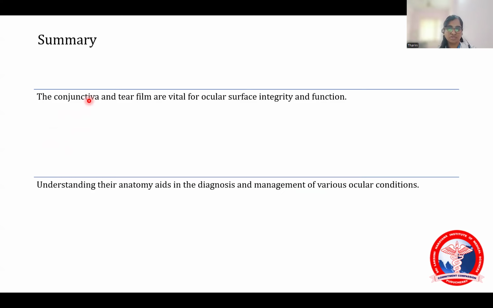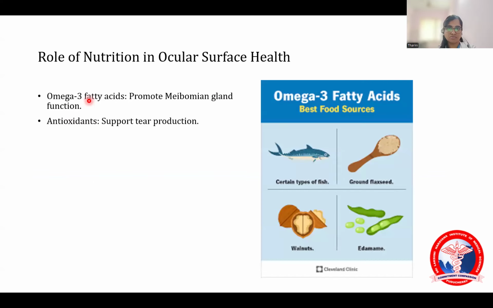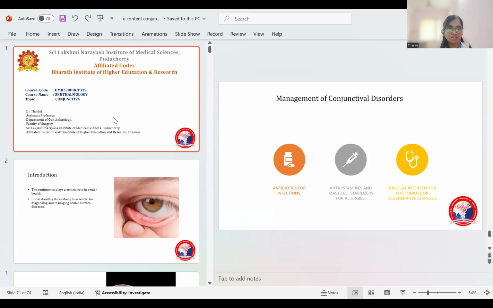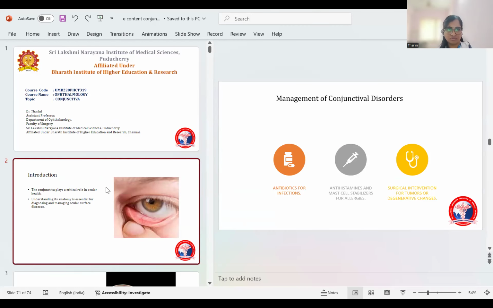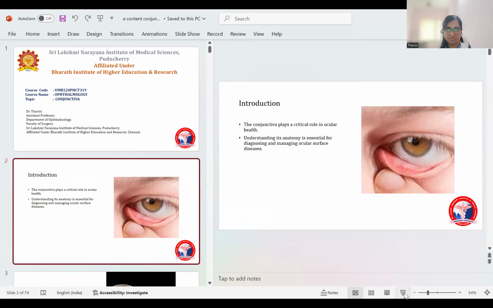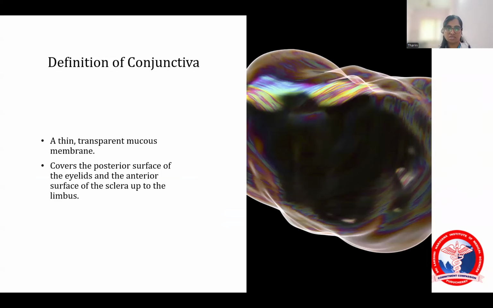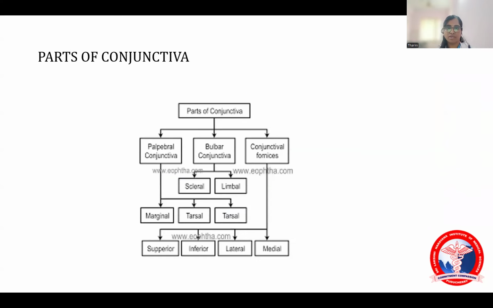So I'll revise whatever has been completed. I'll revise it once again. Today we discussed the conjunctiva. What is the conjunctiva? What are the parts of the conjunctiva? The conjunctiva is a transparent membrane. It has a palpebral part, a bulbar part, and a fornicial part.